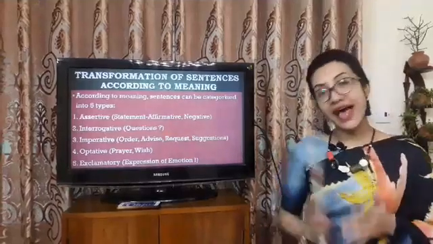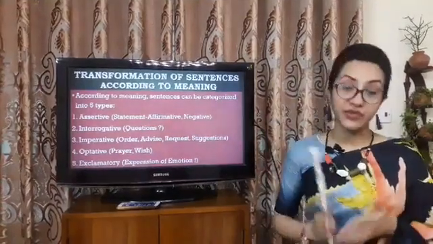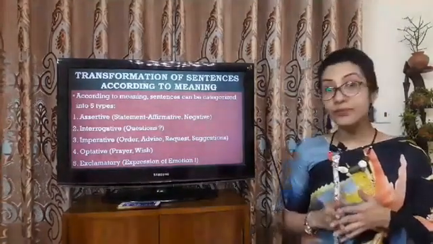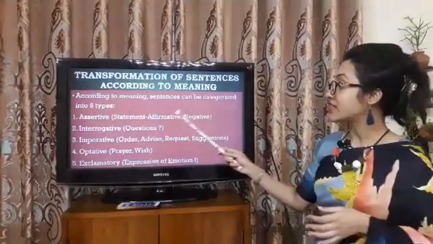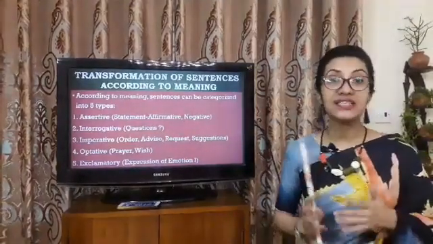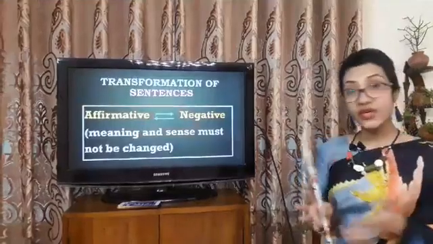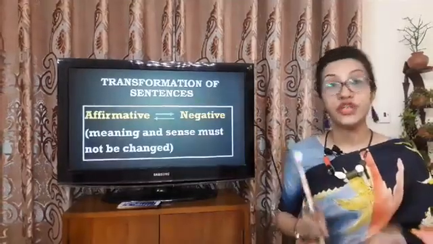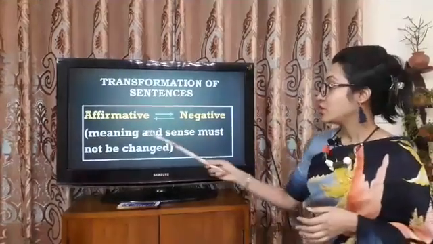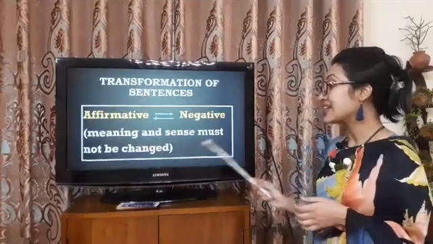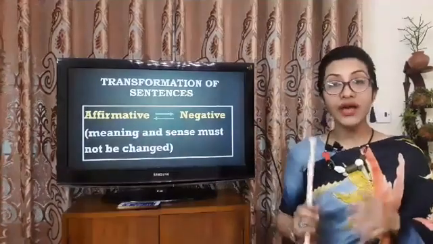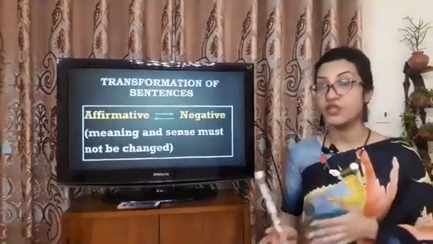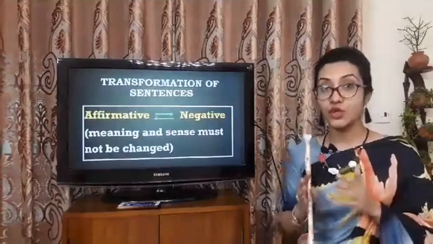Now, as we know, according to meaning, sentences can be of 5 types. What are they? They are assertive, imperative, interrogative, optative, and exclamatory. An assertive sentence can be of 2 types, affirmative and negative. So we are basically talking about how affirmative and negative sentences can be interchanged in today's class. Meaning and sense must not be changed. While we are doing transformation, the first thing we should focus on is that the sense and meaning should be intact.